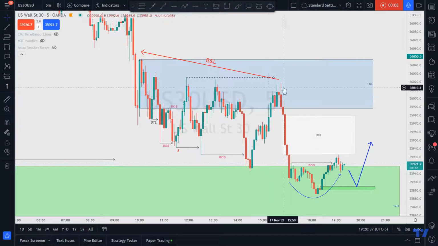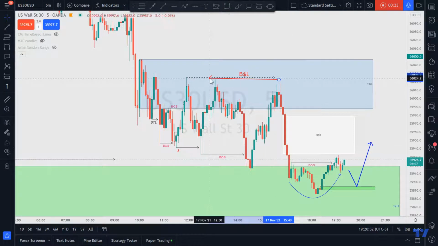What do I have here? Got this arrow pointing to nowhere over here. This is not a trend line. This is buy side liquidity. Why am I pointing that out? Because up here, you'll see these points here, these wick tops.